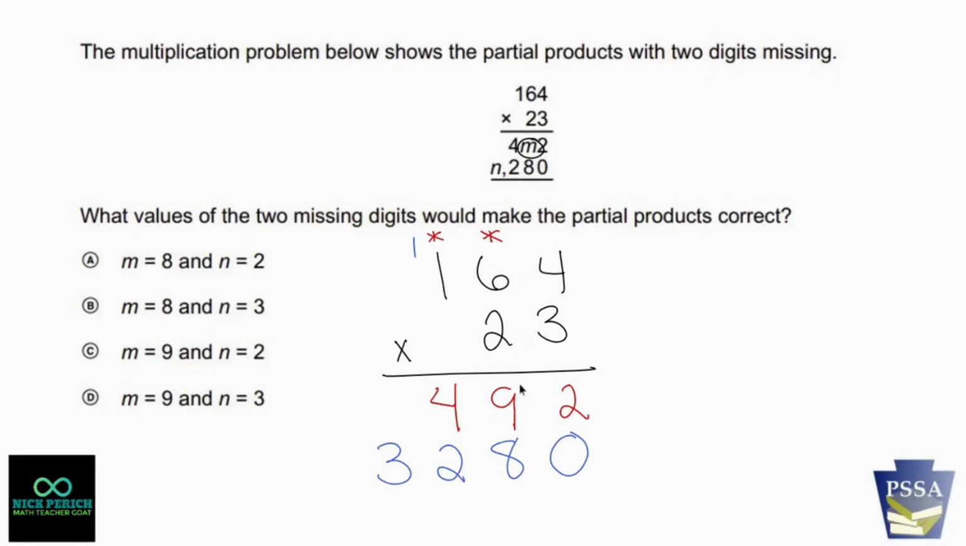m and that 9 are the same thing. So m equals 9. Similarly, this ended up being 3,280 when this was n,280. So that n and that 3 line up together too. So n and 3 are the same thing. So m is the same as 9 and n is the same as 3. Our answer is D.